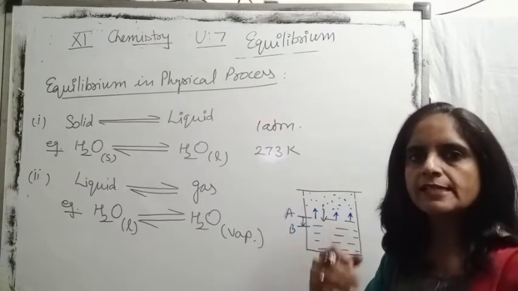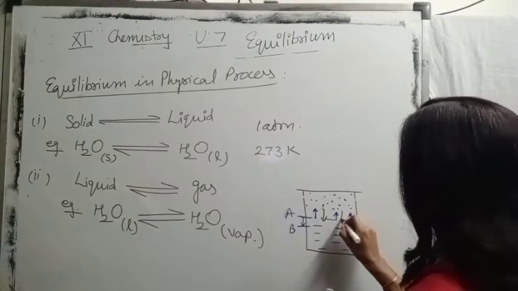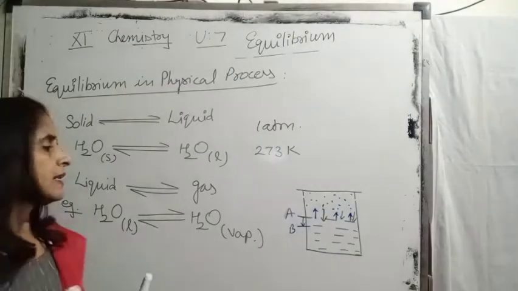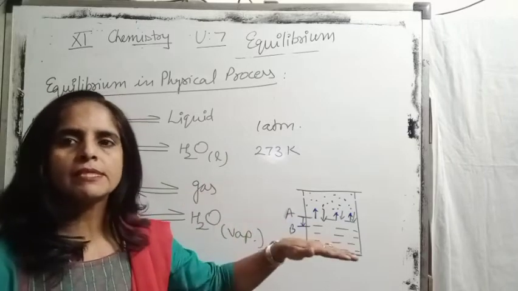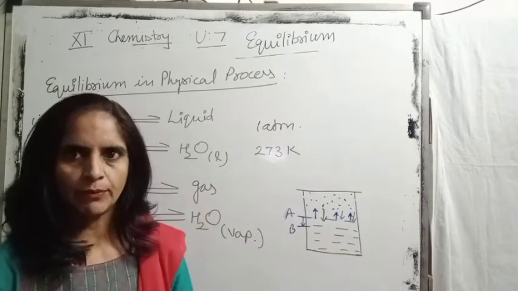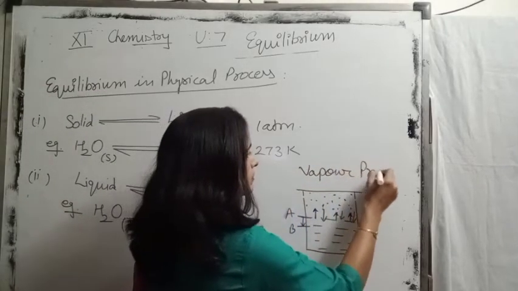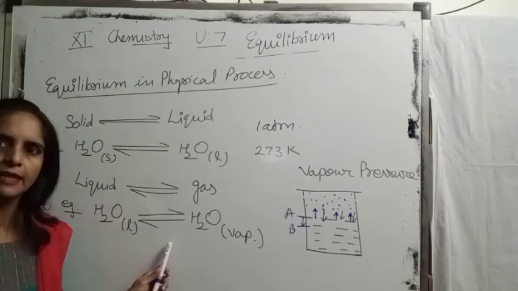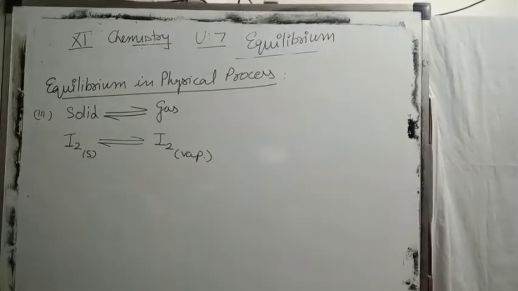But slowly, with the passing of time, when this part gets saturated with vapors, the vaporization and condensation processes proceed at the same rate, and at this stage the level becomes constant. At this equilibrium stage, the pressure exerted by vapor molecules is termed as vapor pressure. This is vapor pressure. So I think, children, this equilibrium stage is again clear, how we attain liquid-gas equilibrium.